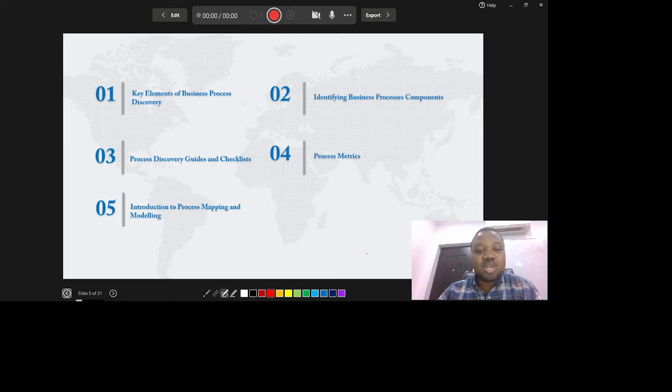Then we'll equally be looking at an introduction to process mapping and modeling. It really promises to be a very, very interesting time. We'll be having a whole lot of hands-on during this particular session, and we'll be bringing to bear some of the techniques and some of the tools that we've learned in Module 1.